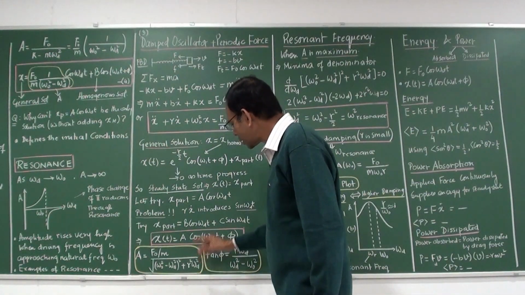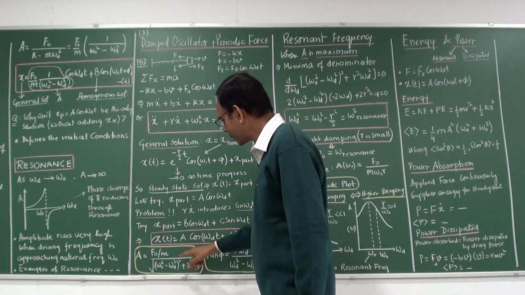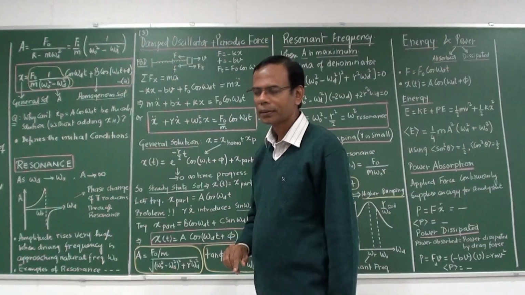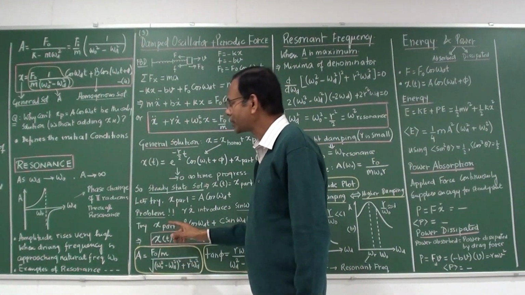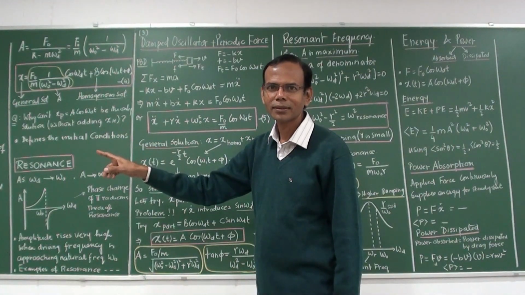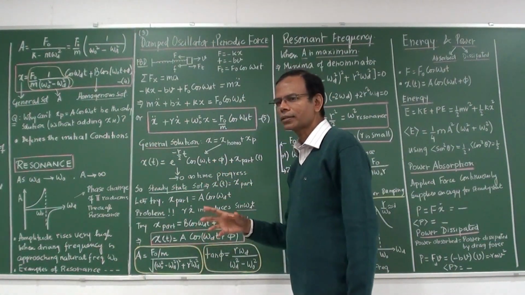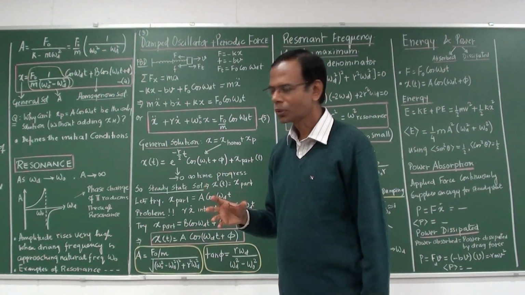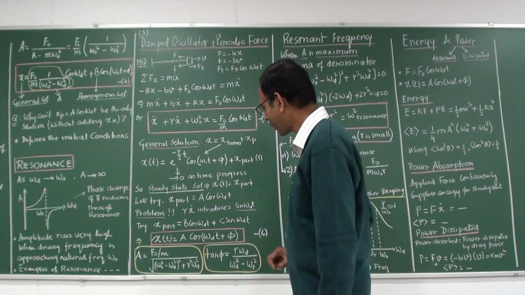If omega d is 0, then this term goes away. This term is also 0. So we get f0 by m omega 0 square. Omega 0 square is k by m. So you get f0 by k. That is the first case. Alright. If omega d is 0, it is not a periodic force, but a constant force. So you are getting back that same equation. That is the first one.